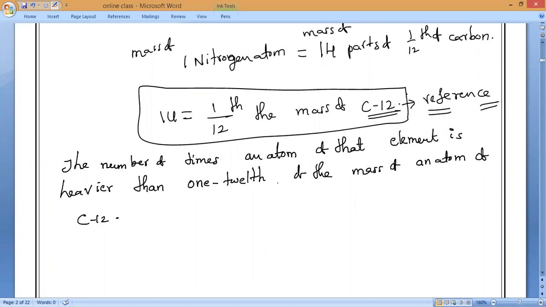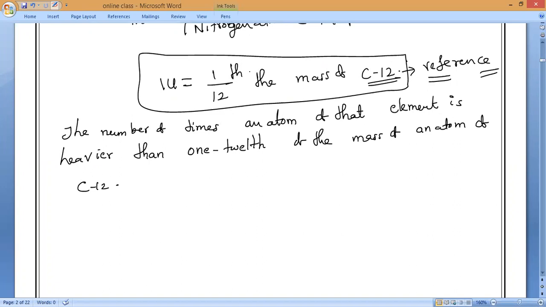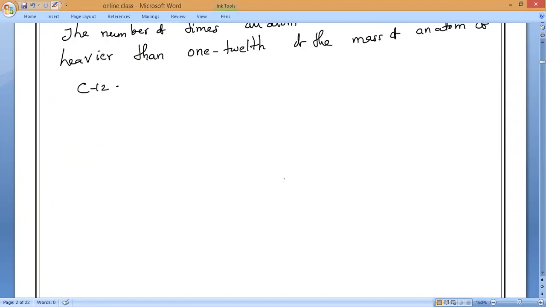Now, if these atoms are combined together, we are going to get some new substances. What are the new substances we'll get? Molecules. Now, as we know, when we measure the mass of an atom, it is atomic mass. Now, we are going to measure the mass of a molecule, so that is why it is called molecular mass.